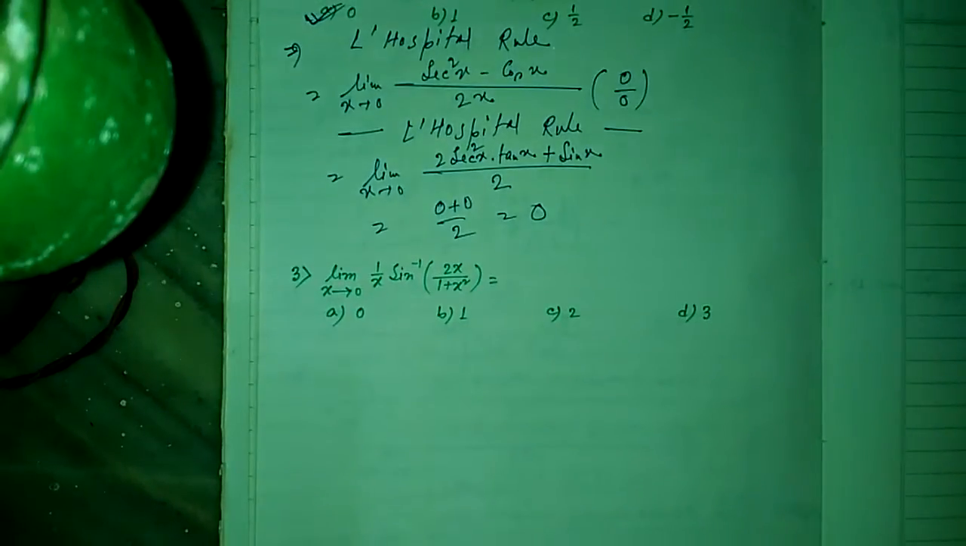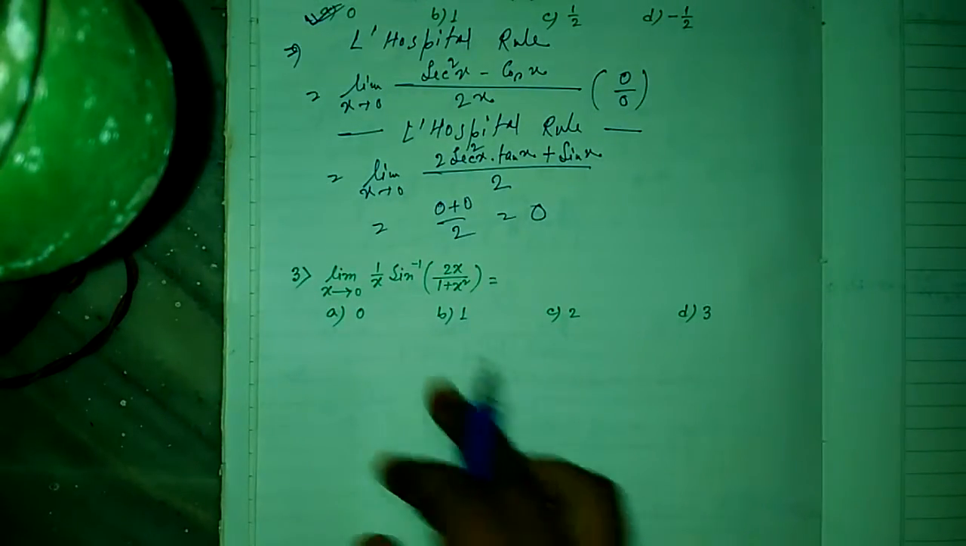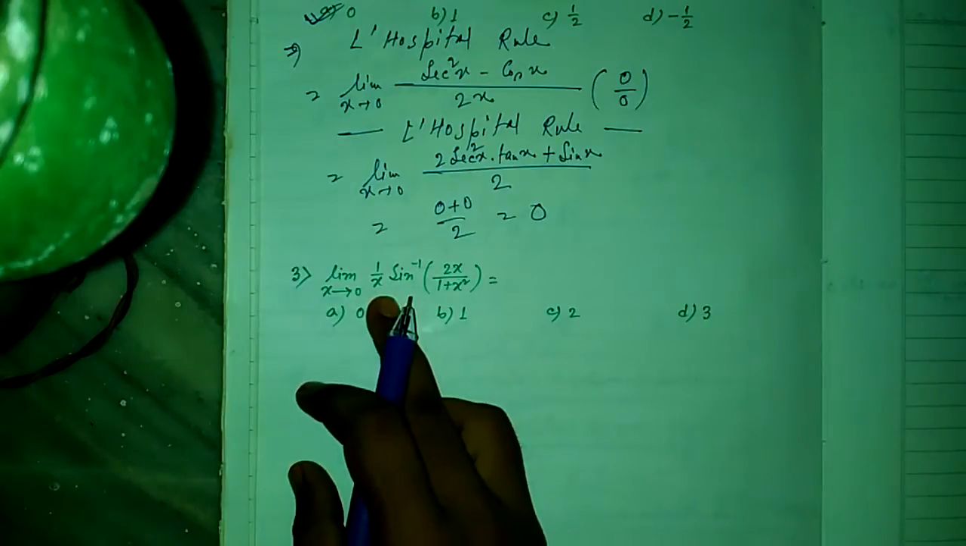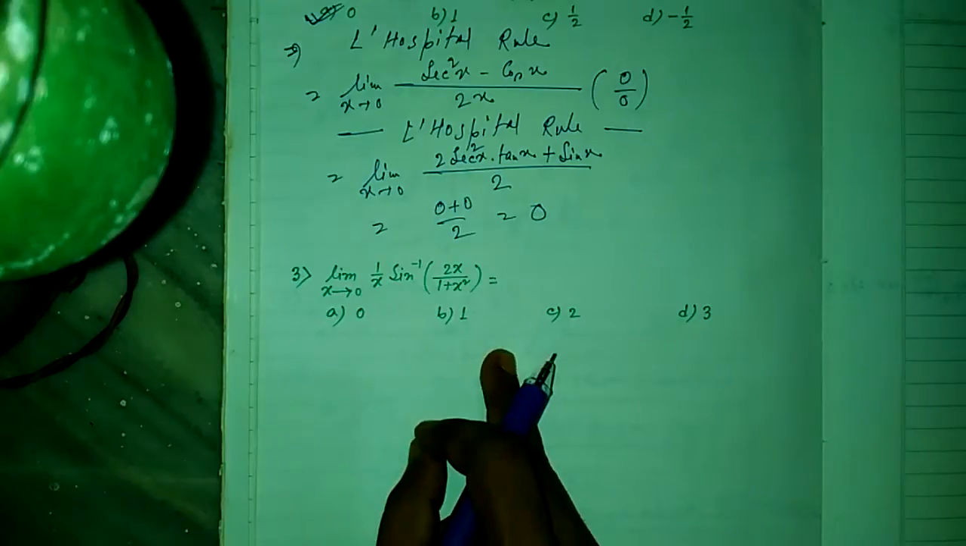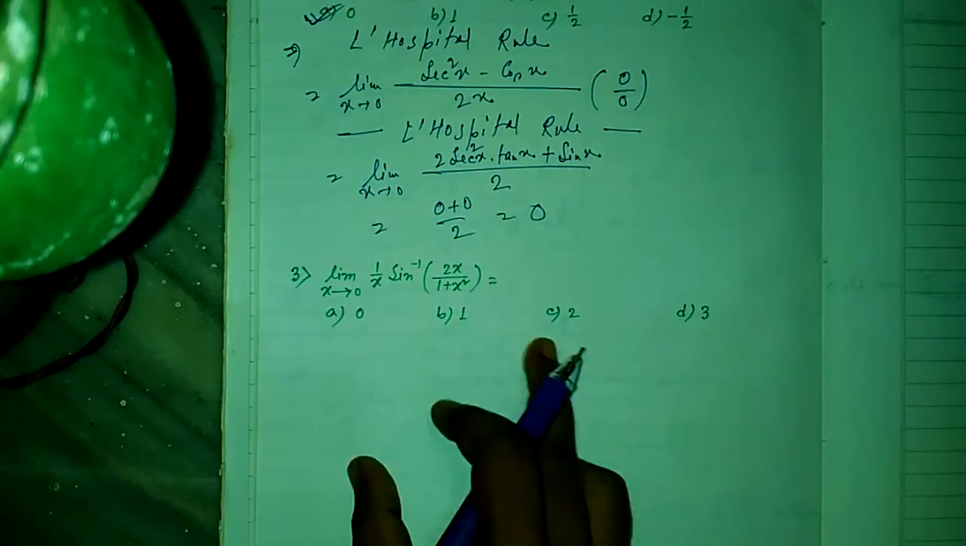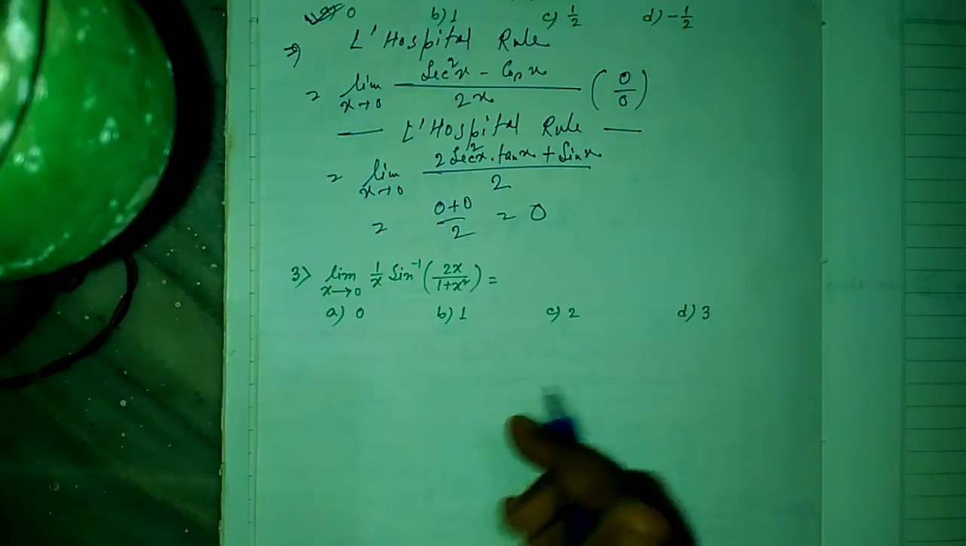Okay. Here limit as x tends to 0 of 1 by x sin inverse of 2x by 1 plus x square equals 0, 1, 2 or 3. First pause my video and try it yourself.